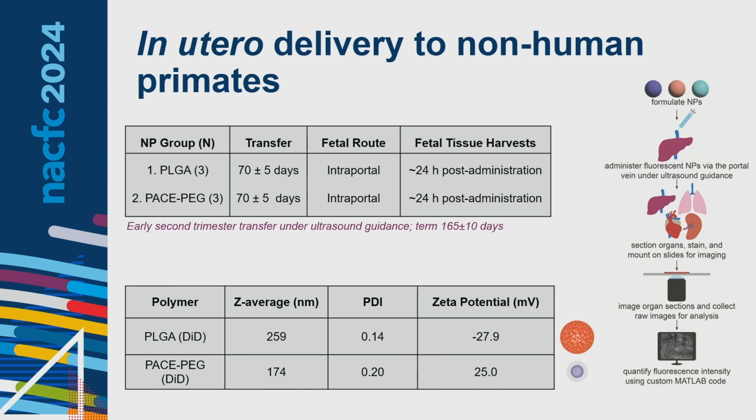We ended up delivering these intraportally in the early second trimester under ultrasound guidance. And just for reference, rhesus monkeys have a gestational period of about 165 days. In humans, it's about 280 days. But there are a lot of similarities between rhesus monkeys and humans in terms of development, and usually there's a single fetus, et cetera.